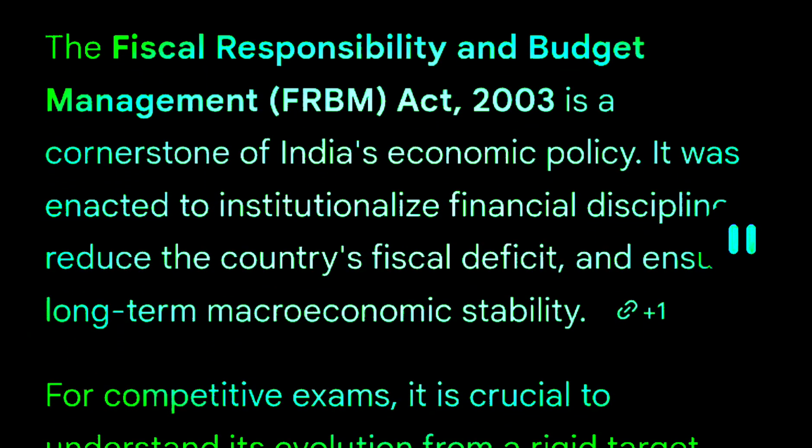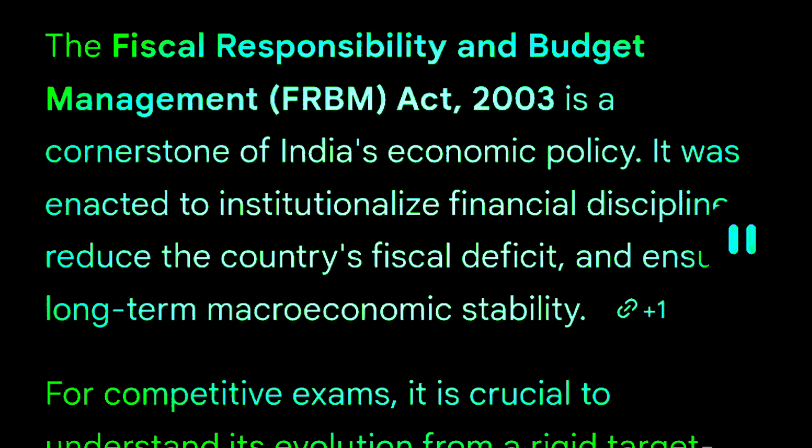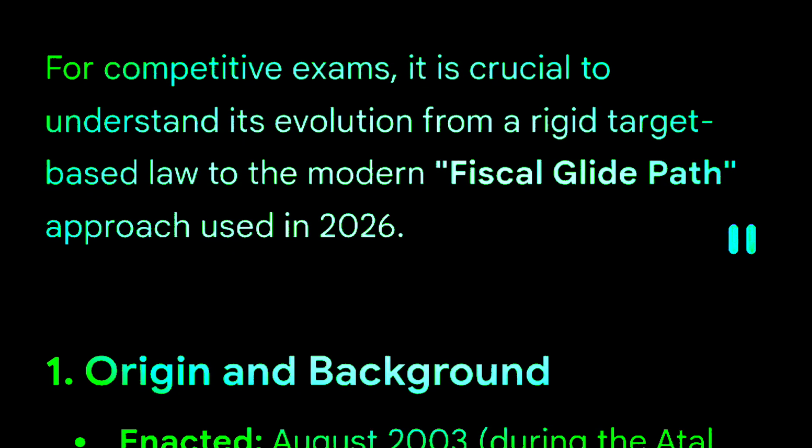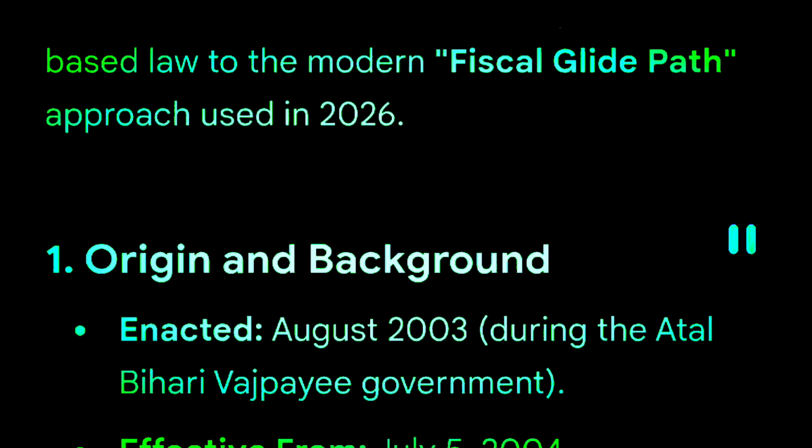FRBM Act 2003 is a cornerstone of India's economic policy. It was enacted to institutionalize financial discipline, reduce the country's fiscal deficit, and ensure long-term macroeconomic stability. For competitive exams, it is crucial to understand its evolution from a rigid target-based law to the modern fiscal glide path approach used in 2026.